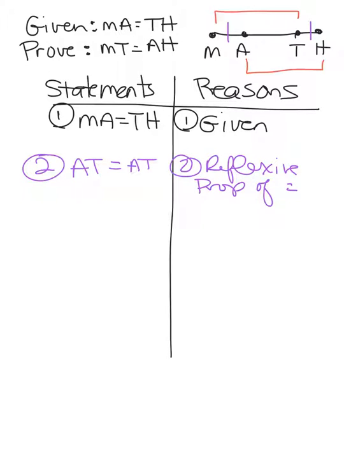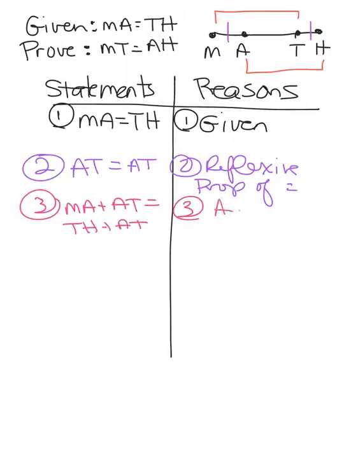Now, looking at my two statements in my proof, I notice that I have two equality statements, so I can actually put them together. I'm going to be careful how I put them together. I notice that MT is equal to MA plus AT. So I'm going to put that side together. MA plus AT is equal to TH plus AT. And what did I do there? I just added the segments together. So that's addition property of equality.